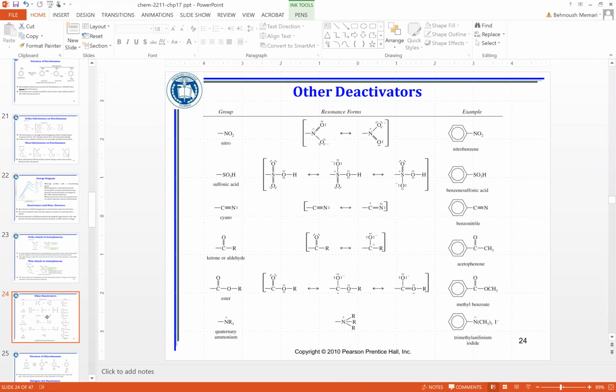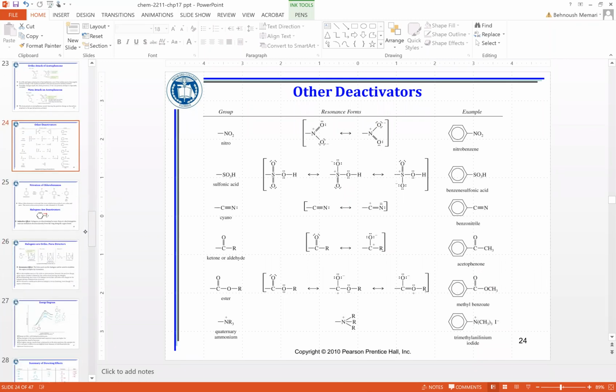So some of the other deactivating groups, and if you look at any of the Lewis structures for any of these groups, you find that the carbon or the element directly attached to the benzene ring carries a plus charge. So in two of the resonances, sulfur has a plus charge. And then here nitrogen has a plus charge. So if the element directly attached to the benzene ring has a positive charge or partially positive charge, the group is known as a deactivating group.